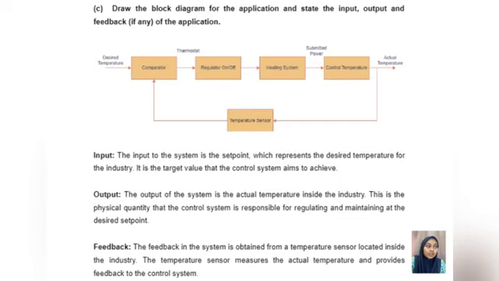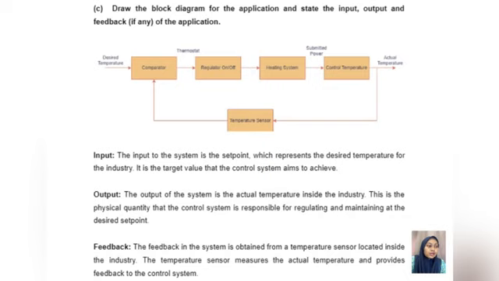I will talk about my part, which is C. Draw the block diagram for the application and state the input, output, and feedback of the application. So this is the block diagram. Next, I will explain input, output, feedback.